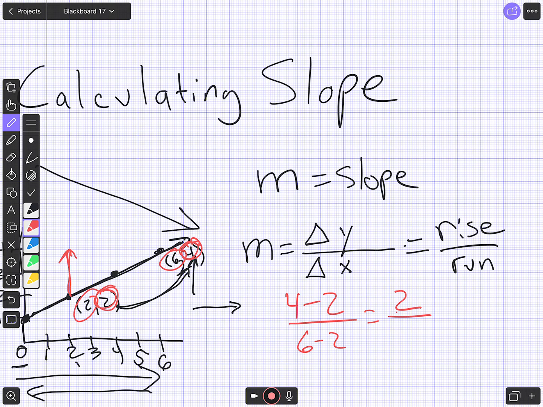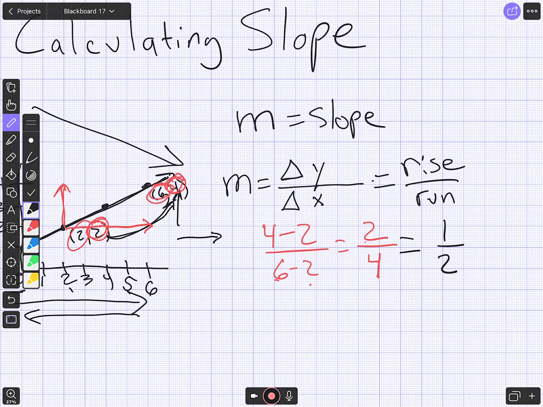Then how much did we go over? I could look at it this way: 1, 2, 3, 4. It looks like we went over 4. That's our run. Or, like I showed earlier, 6 minus 2, which is also equal to 4. So it looks like my slope is 2 over 4. 2 over 4 can be reduced, right? 2/4 is the same as 1/2. So my slope, m, is equal to 1/2.